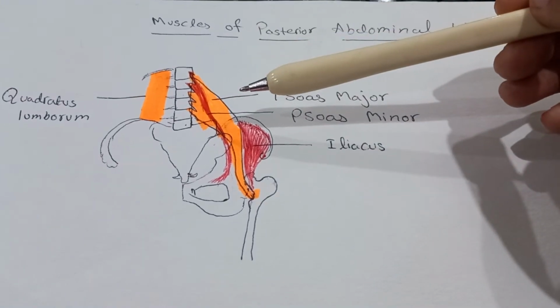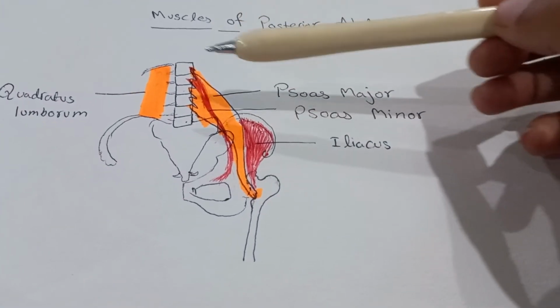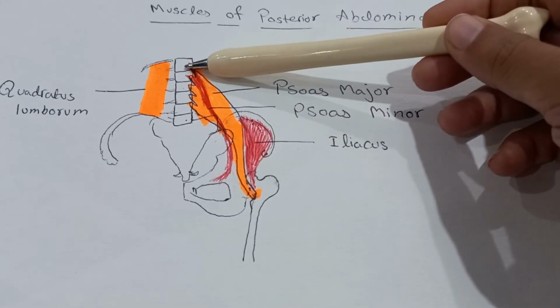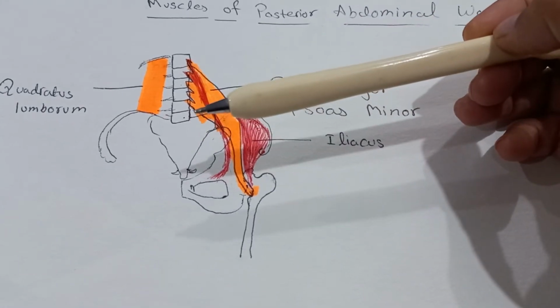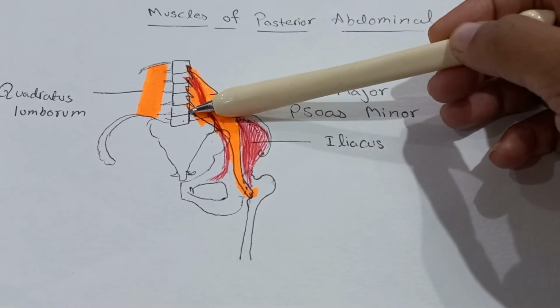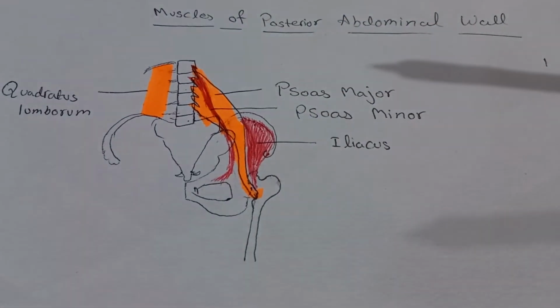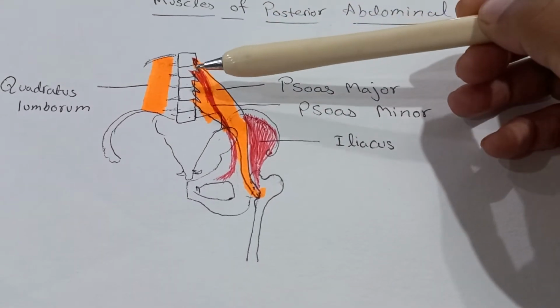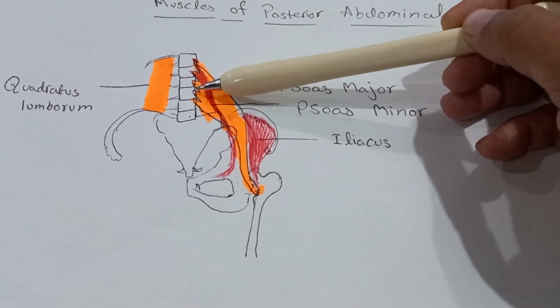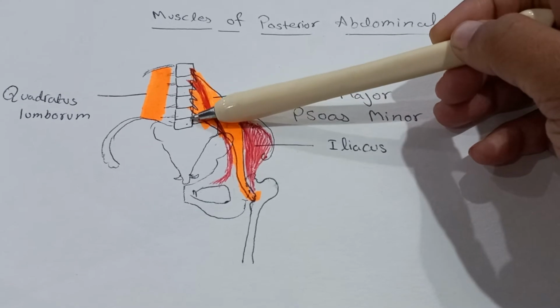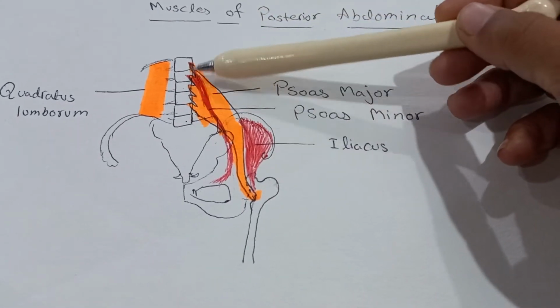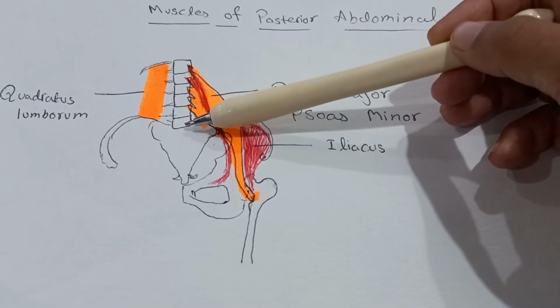This muscle also originates from the adjacent vertebral bodies from T12 to L5 and also from the intervertebral disc. So you can see in this diagram that psoas major muscle originates from the anterior surface and lower border of the transverse process of all lumbar vertebrae and from the adjacent vertebral bodies from T12 to L5.